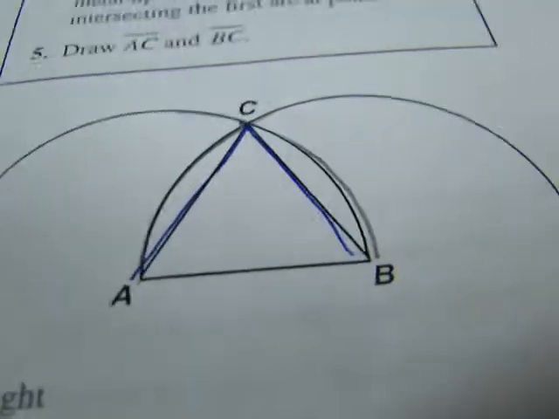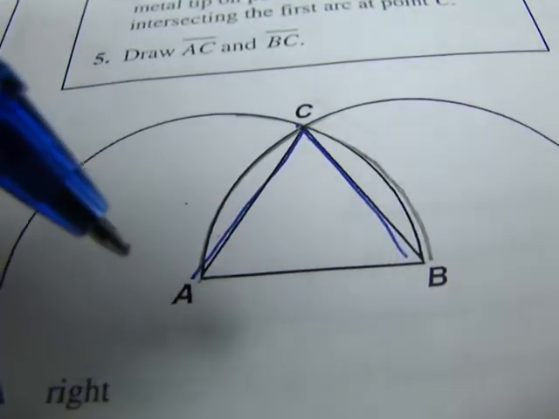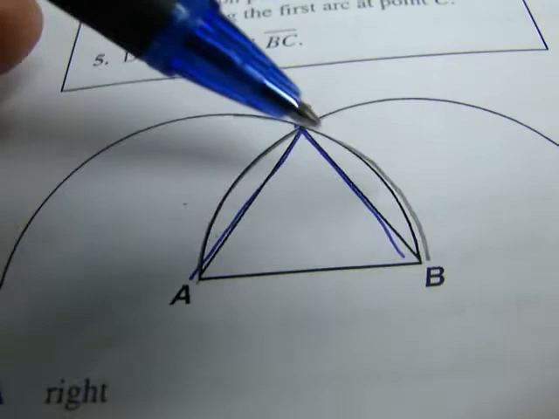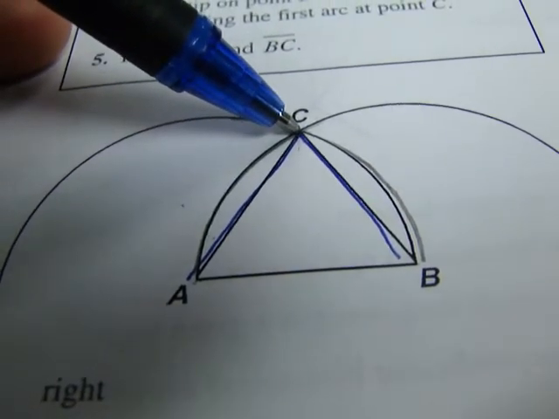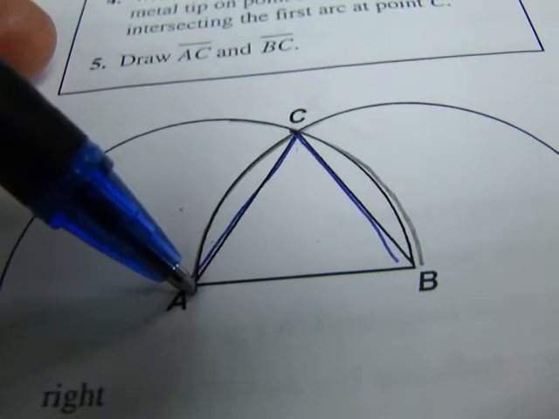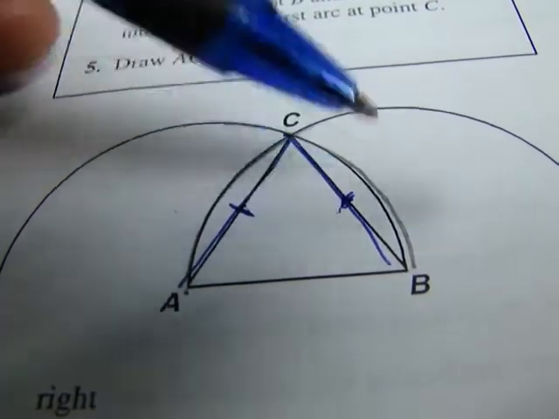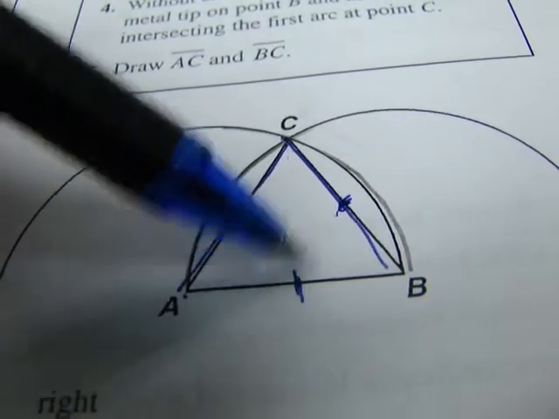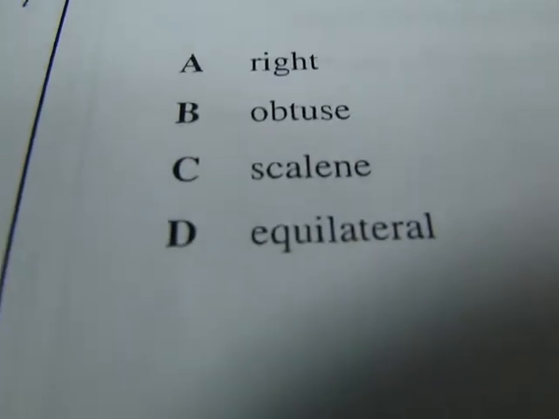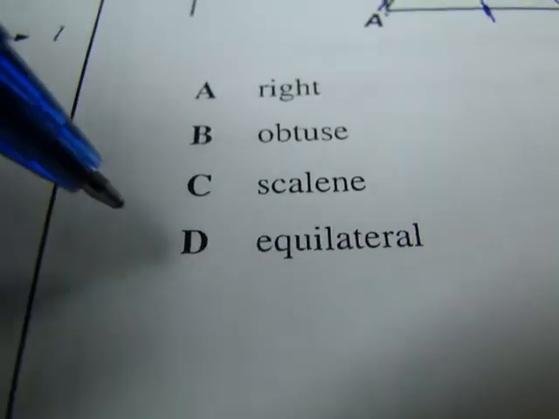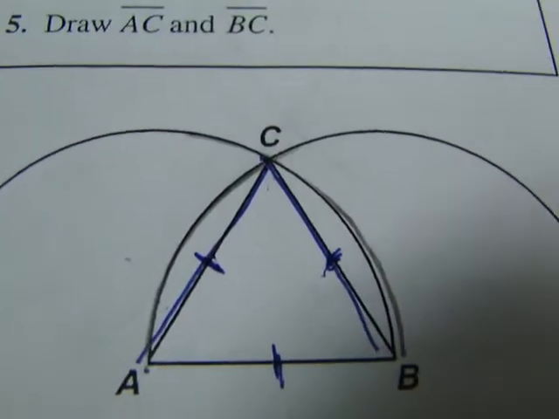So what have we constructed? Well, a simple thing to think about is that if this distance is the same as any point on this arc and the same as any point on this arc, then this point here has to be the same distance from A and from B. In other words, these have to be congruent, and that distance has to be congruent to the distance you started out with. So you have 3 congruent sides. So is it right, obtuse, scalene, or equilateral? It is equilateral, which is exactly how it looks.